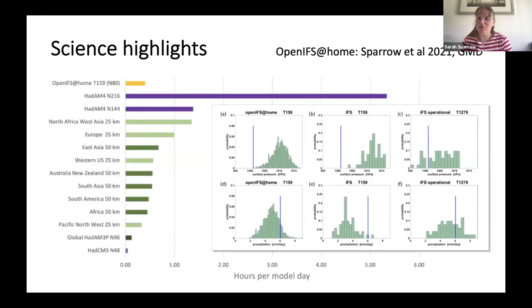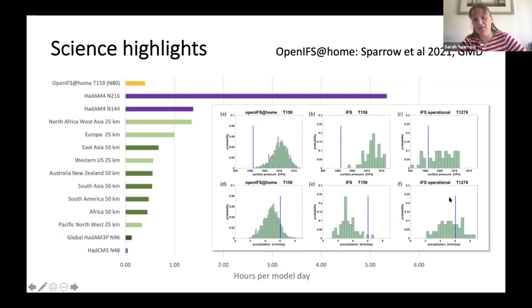The other thing on the model development side is, as I said, getting the Open IFS model and Open IFS at home running on the CPTN platform. We have that published in a GMD paper. Again, the results show that we get a much larger ensemble of output from using the volunteer computing, which is the columns on the left. And in the middle is an equivalent setup and resolution run in-house at ECMWF. So you can see that we're really helping map out those distributions a lot better.